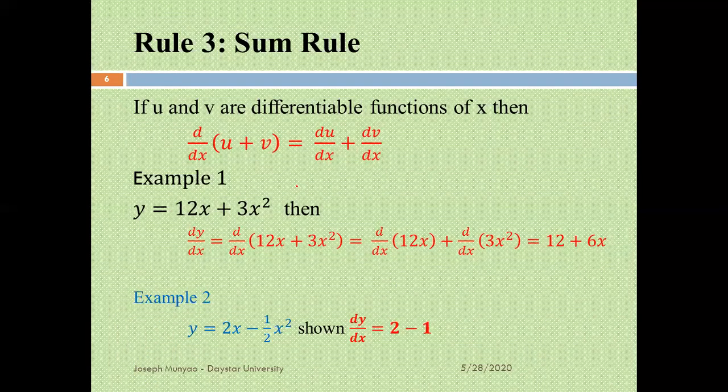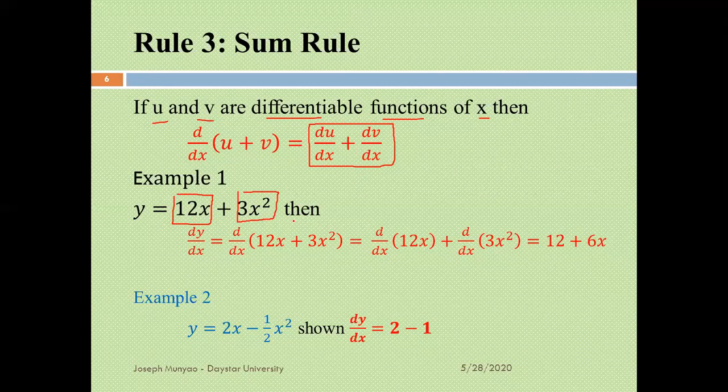Sum rule. Now, sum rule, we are assuming that we have two functions, u and v, which are differentiable functions of x. So when you look at the sum, it's like differentiating each separately. So when you look at this, this is a separate function from this. So I apply the same method, but I differentiate each alone. So to differentiate this, I look at the derivative of this alone, and then the derivative of the other one alone. So how then do I get it?